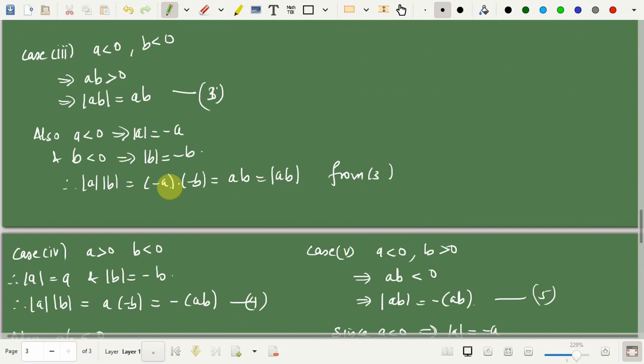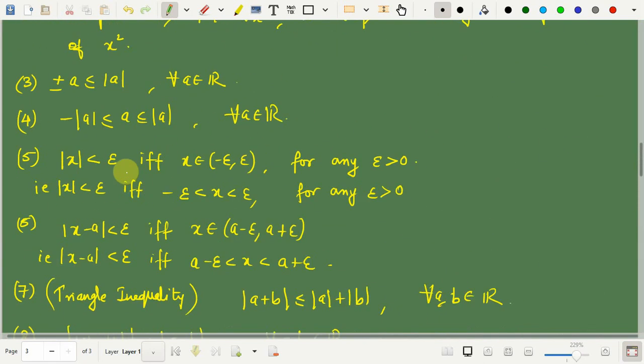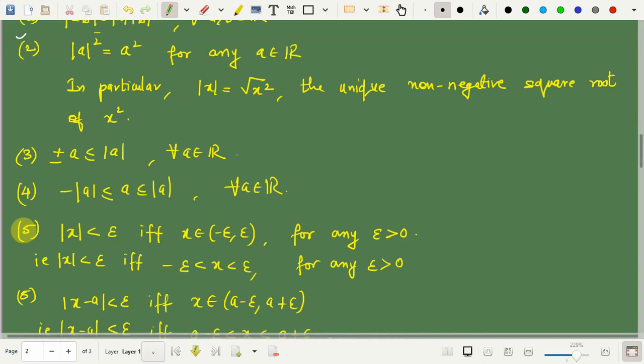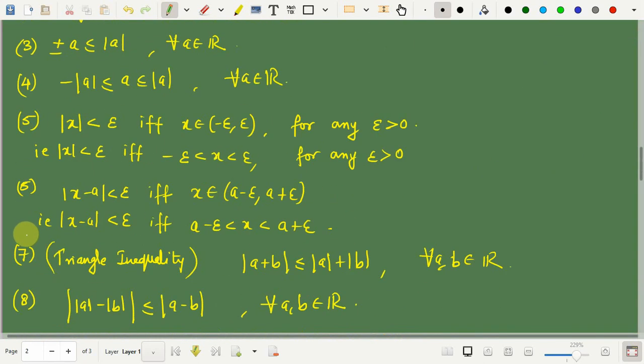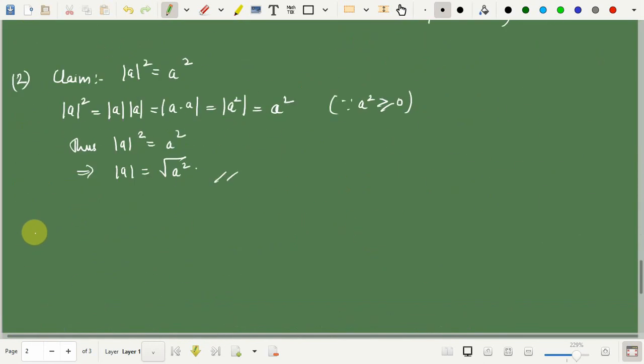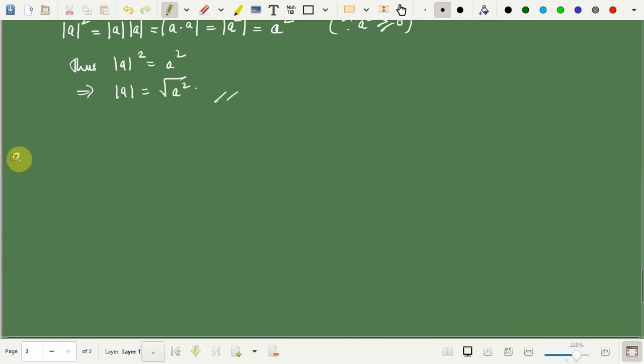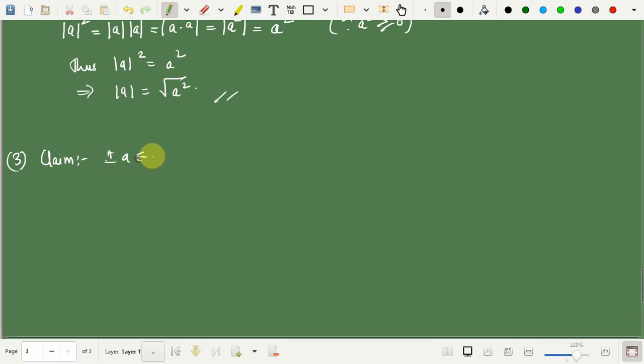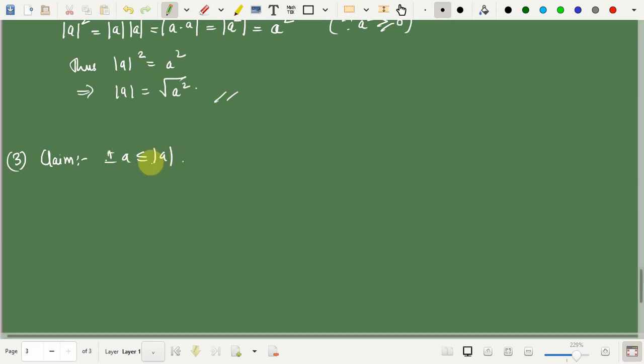Next thing, we have proved 1 and 2. The third one, we want to show that plus or minus a is less than or equal to mod of a. So, third one, claim. I write down here the claim so that I get to know what exactly I have to prove. Plus or minus a is less than or equal to mod of a. So, what exactly we need to show here is that plus a is less than or equal to mod of a, as well as minus a is less than or equal to mod of a.